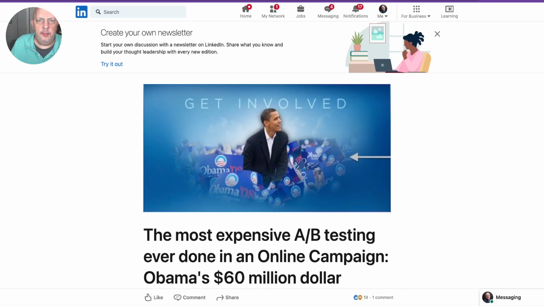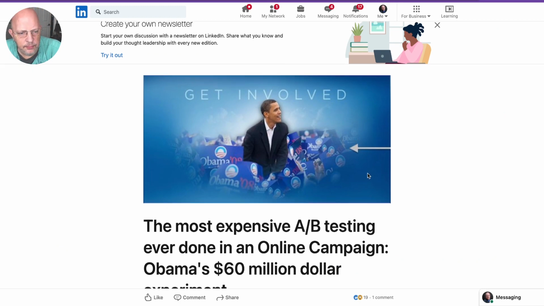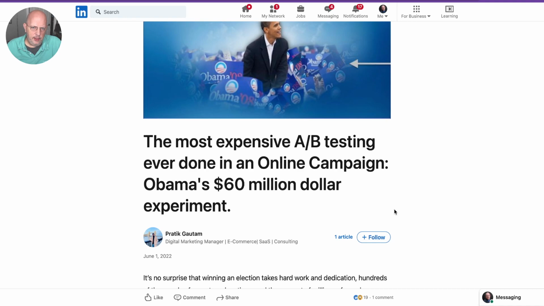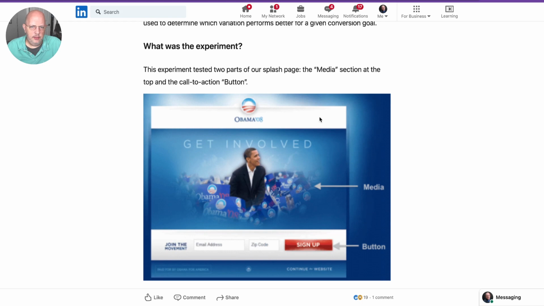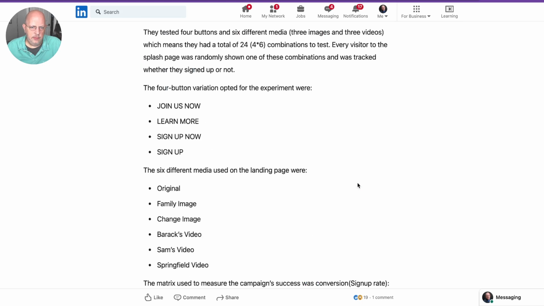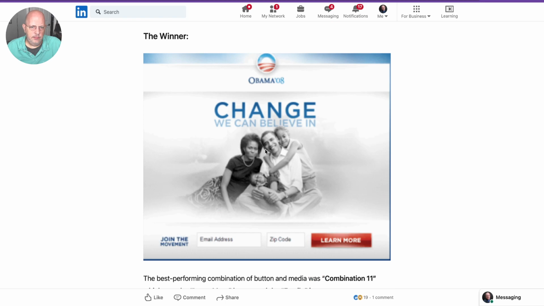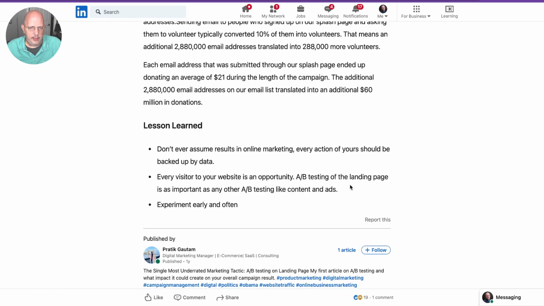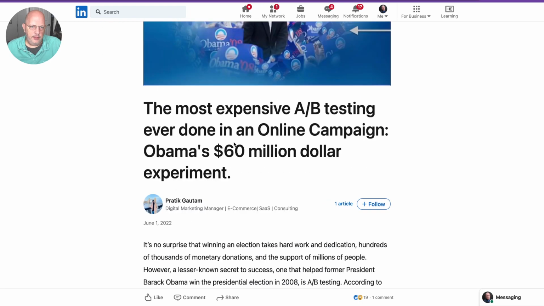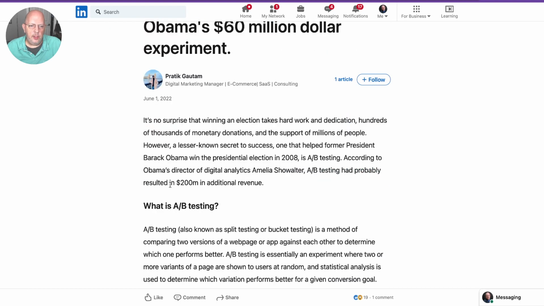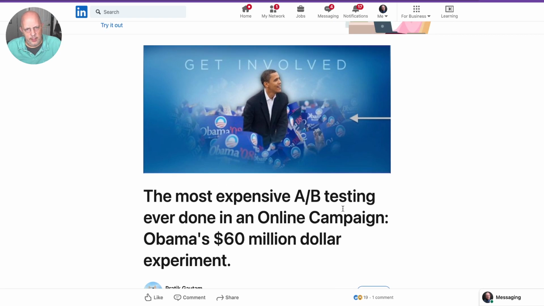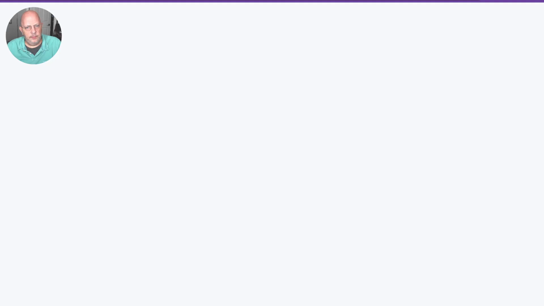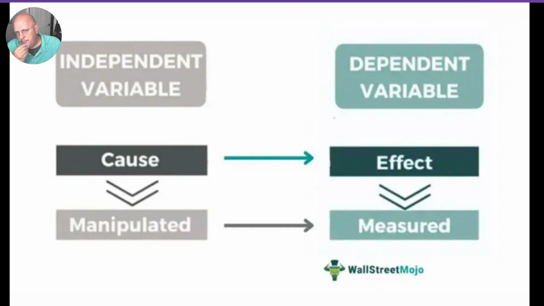The story is much nicer than I remember. The most expensive A/B testing campaign ever done, an online Obama campaign. Okay, big experiment. Now, this is combination 11. So they go through all this math, and they say that this change contributed, let's say $60 million, actually results in about $200 million in additional revenue. So if you truly understand your independent and dependent variables, it will make life so much simpler. Okay.